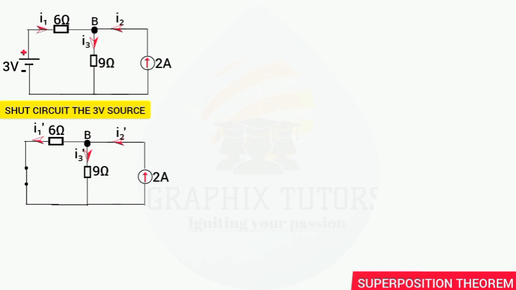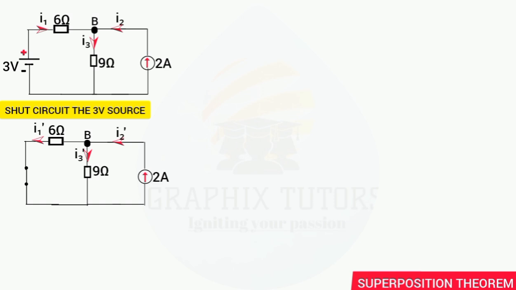Since the split, I3 prime is going through the 9 ohm and I1 prime is going through the 6 ohm, right? So because of that, they are now in what? In parallel. Because when two different currents are flowing through different resistors, you see those two resistors are in parallel, especially when they are coming from one source. Do you get the logic?